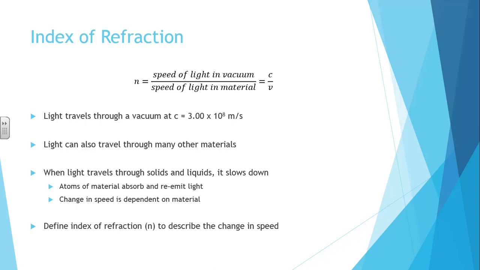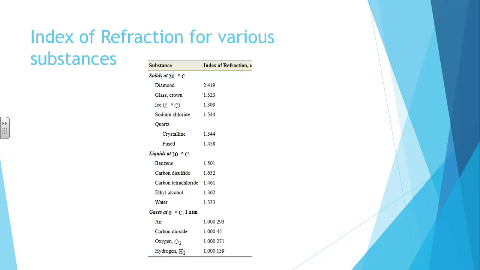So one way that we define this change in speed is to define what's called the index of refraction, and we use n to talk about the index of refraction. What the index of refraction is, is the ratio of the speed of light in a vacuum to the speed of light in that material.